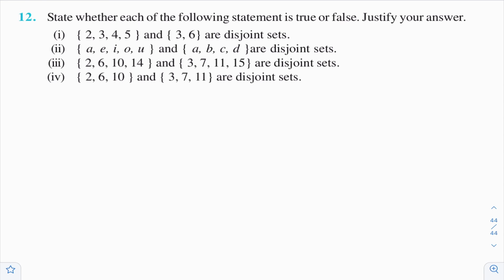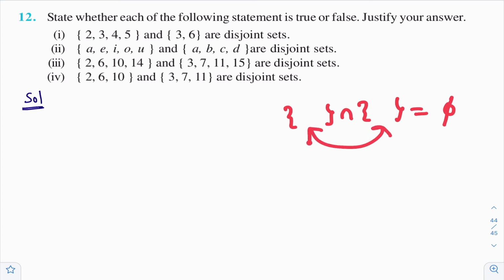We will move to the next question. This is a very easy question. State whether each of the following statements is true or false. Justify your answer. Observe the first bit. Two sets are given, and they are saying that {2, 3, 4, 5} and {3, 6} are disjoint. We need to decide whether it is true or false. When the intersection of two sets is a null set, we say that the given two sets are disjoint. Otherwise, we say that they are not disjoint.